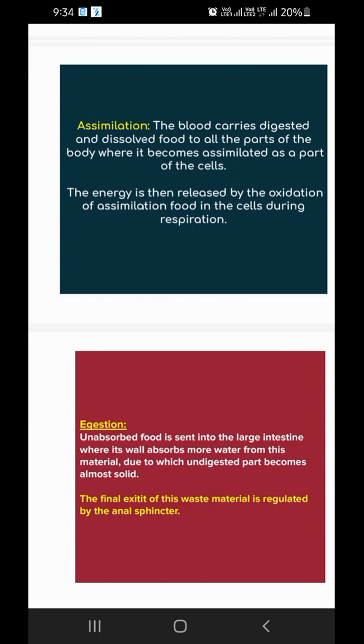Intestinal glands are the small intestinal glands. The small intestine releases intestinal juices, and it has a number of enzymes which are pepsin, maltase, lactase, sucrase, and lipase.